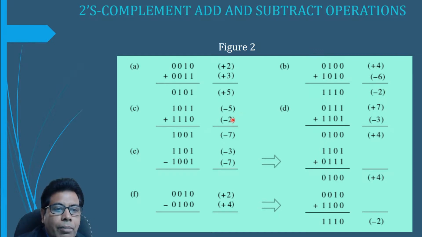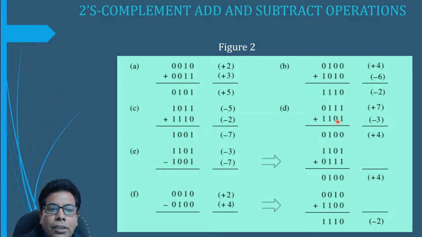Then similarly, if you take minus 5 and minus 2, and try to add them, this is minus 5 in the 2's complement form, we are representing as 1 0 1 1, and here 1 1 1 0. So if you add them, 1 plus 0, 1, 1 plus 1, 0, carry, 0 plus 1 plus 1, 0, again carry, 1 plus 1 plus 1, we get 1 and carry 1, we are discarding the carry. So the result we get is 1, 0, 0, 1, so that is in 2's complement, so it will represent minus 7.